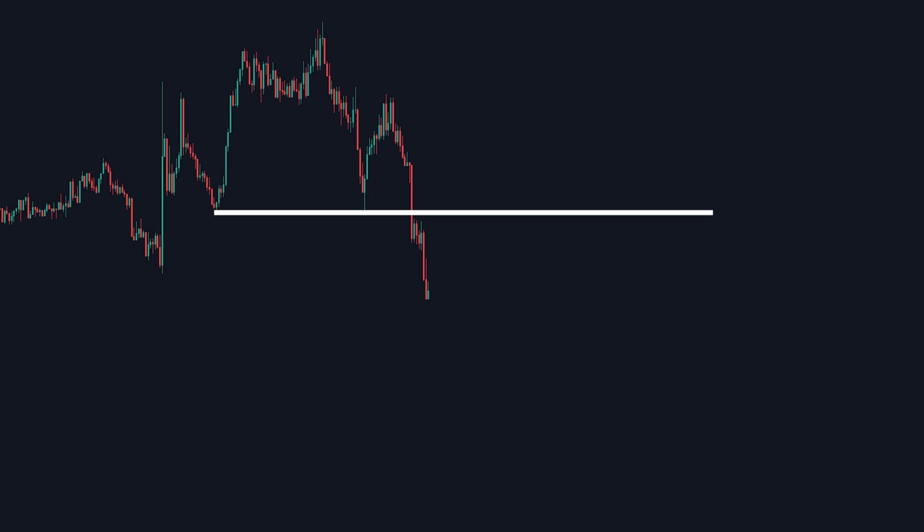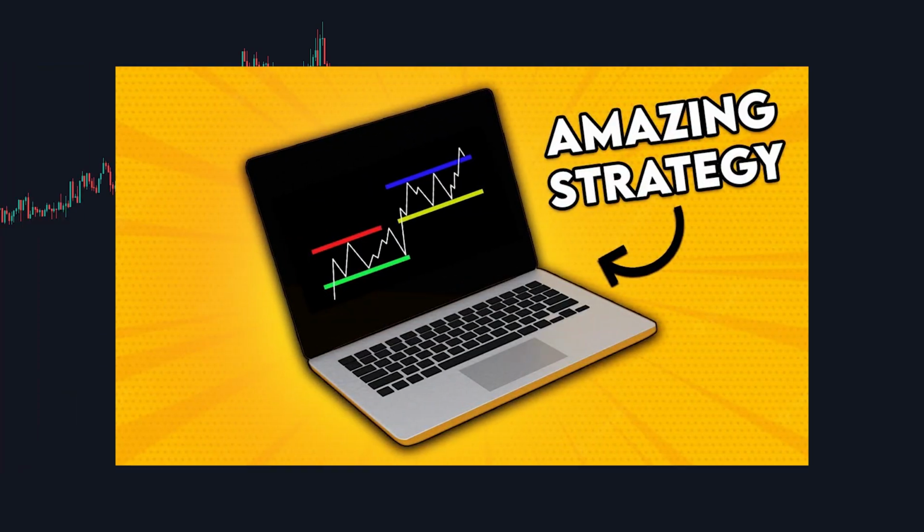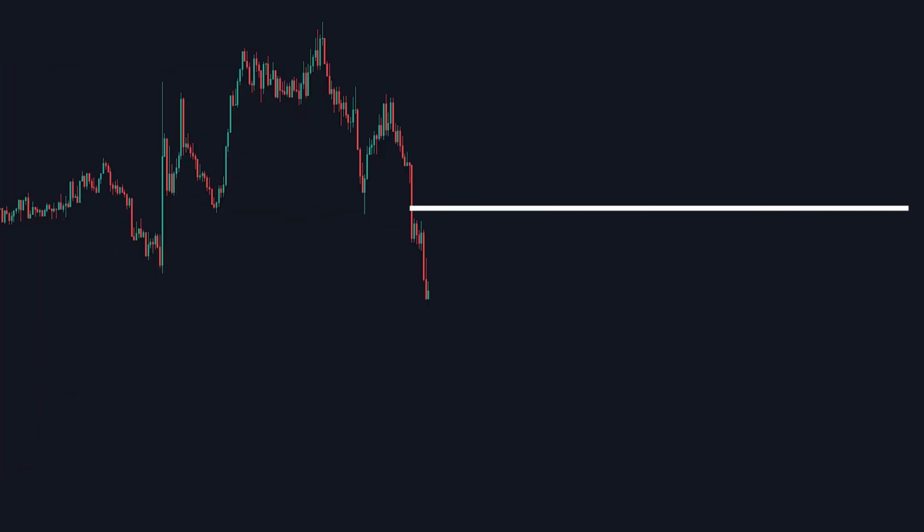Once we see this, we can start to look for an area to short. What I like to do is enter at a fair value gap. As you can see, there's one right here. If you don't know what a fair value gap is, I talked about it in my last video. You can check that out after this. So this is our entry point for the short.